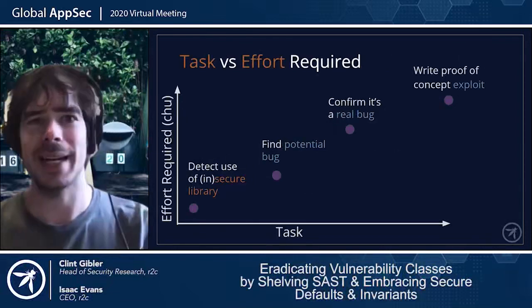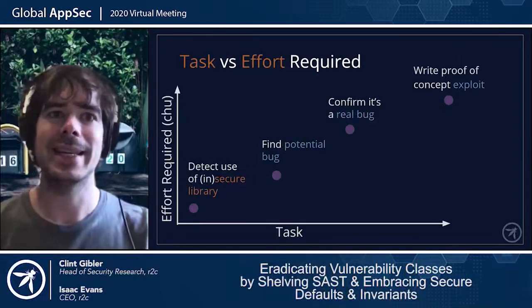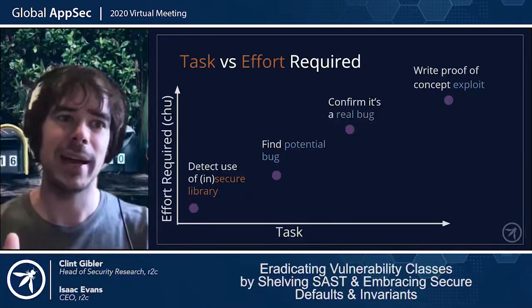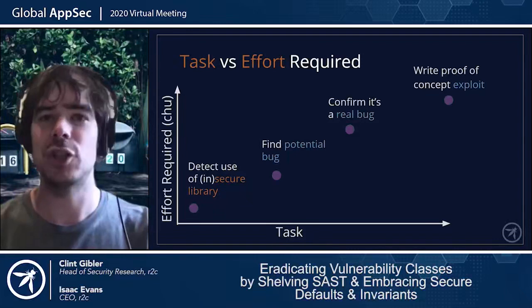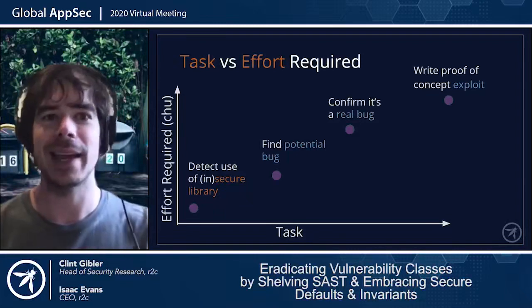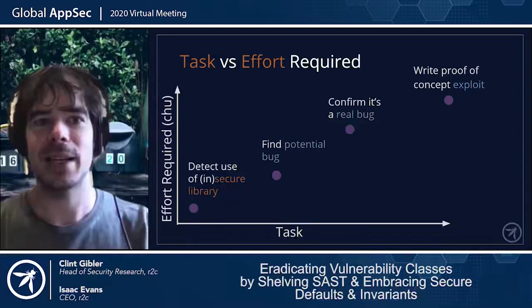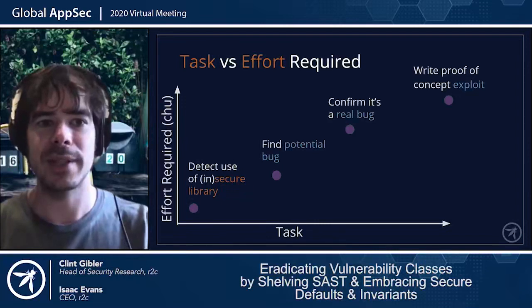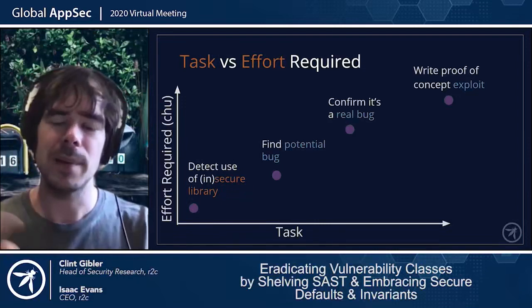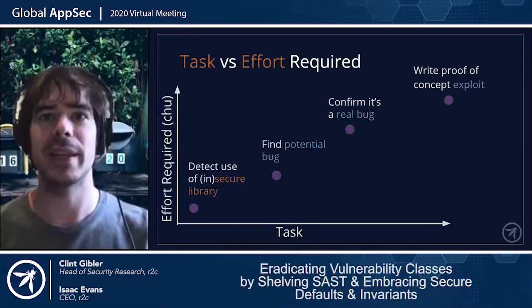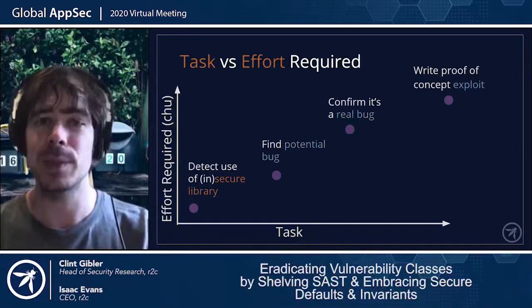So one way I like to think about this is the task versus the effort required. On the y-axis, we have the effort required in CHUs, which is Clint's hand-wavy units. And basically, in the lower left-hand side, we see detecting either the use or the lack of use of a secure library. Computationally, that's pretty easy, right? We don't need a lot of contextual knowledge. We can just look for the APIs and function calls being made. So that's pretty easy.